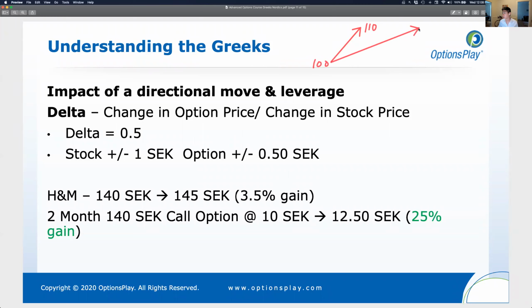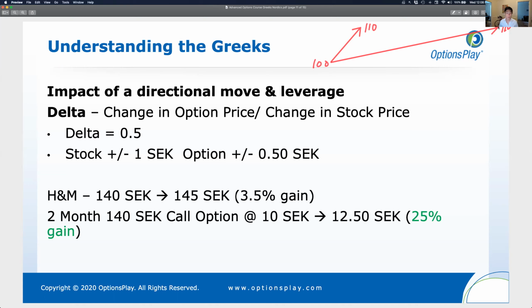The second thing it determines is whether it takes a day to reach 110, or a week, or a month, because you think the stock's going to go to 110, but depending on whether it takes a week or a month, the value of your option is going to be different. So those are the things that we're going to explore.